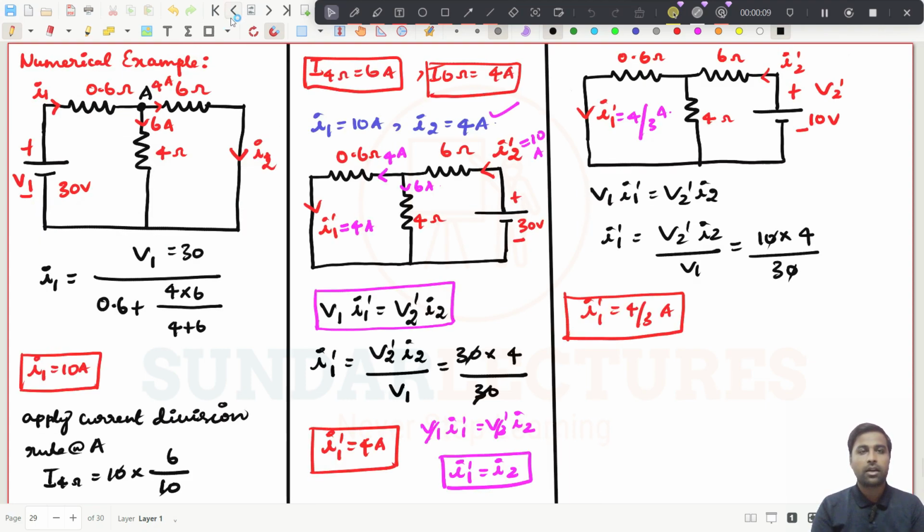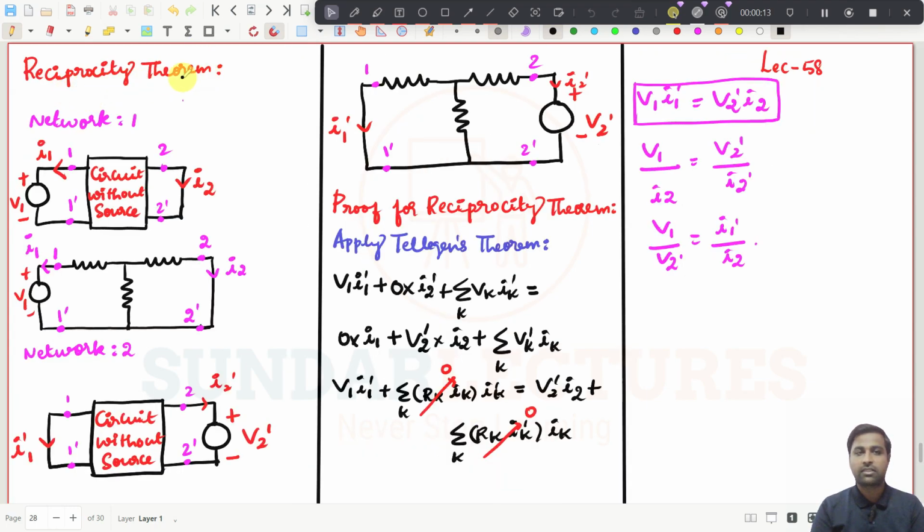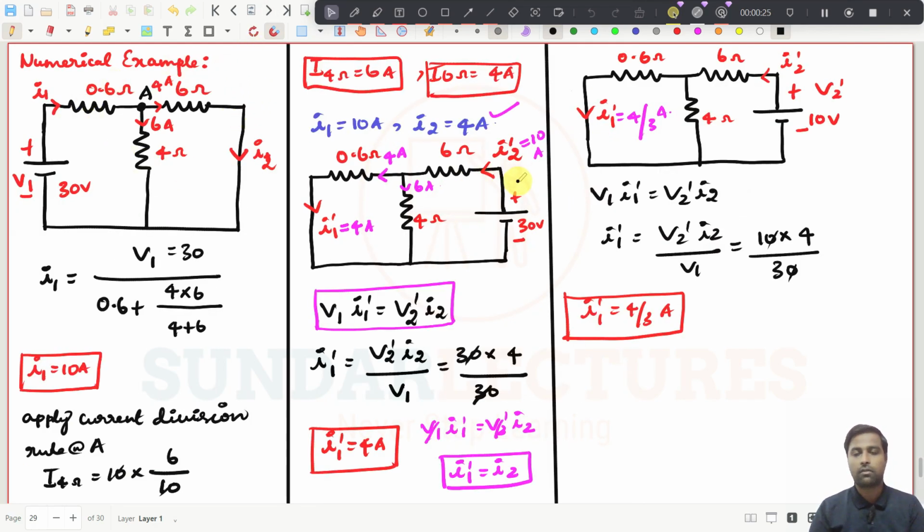Before that, what are all the topics we have seen in the previous class? In the previous class we have taken the reciprocity theorem. In the reciprocity theorem we have applied the superposition theorem to prove it, and then we have taken a problem to solve using the reciprocity theorem.